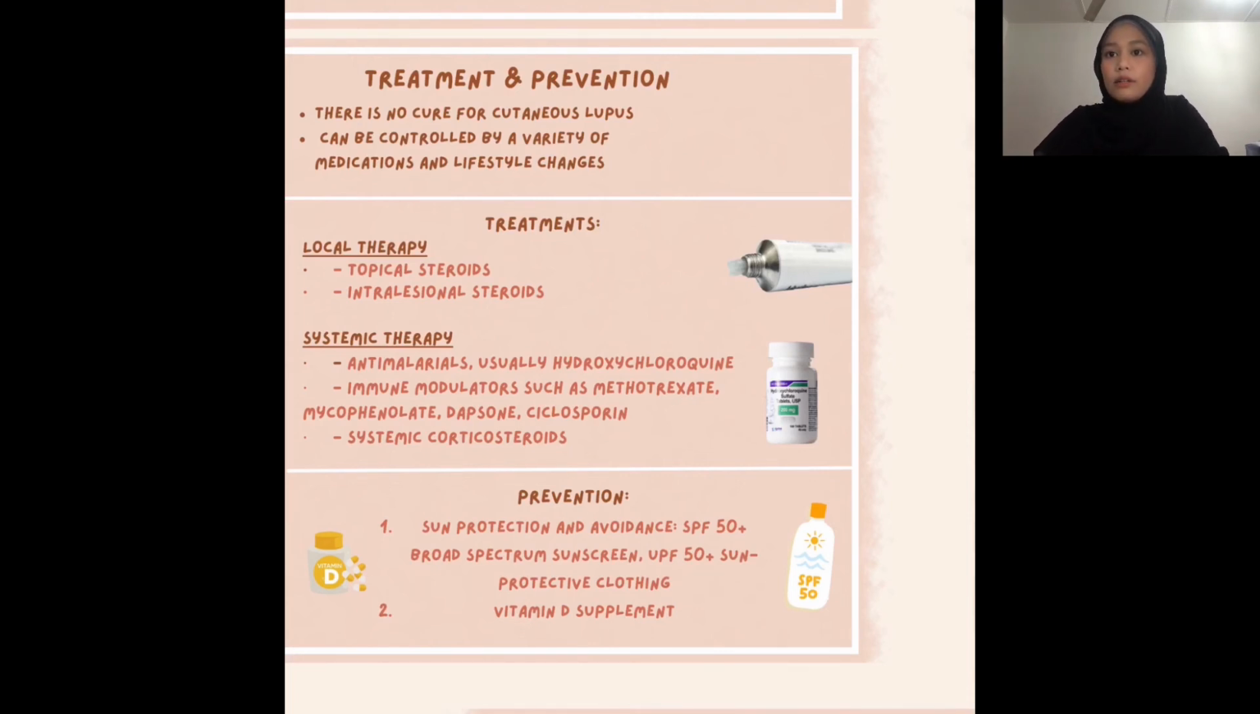For treatments, there are local and systemic therapy. Topical steroids are medicines that are applied directly to the skin to reduce inflammation and irritation. Intralesional steroids is an injection procedure to deliver medication directly into the skin lesion. Antimalarials, usually we use hydroxychloroquine sulfate. And immune modulators, a substance that stimulates or suppresses the immune system. Systemic corticosteroid has profound anti-inflammatory effects.